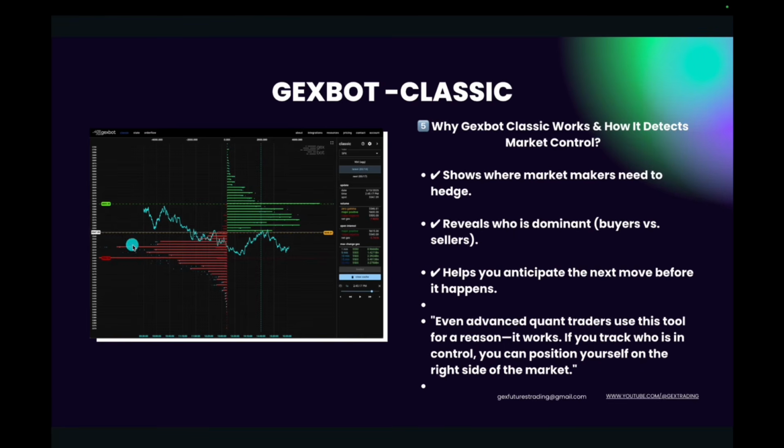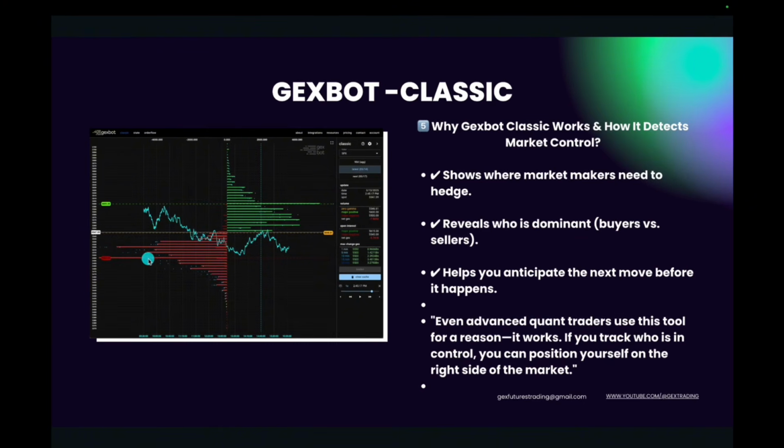Also, if the price is going lower and you see that the red is bigger than the green, you will see it sometimes. That will give you the confidence the price is going to go lower and reach my target, my major negative gamma. So that reveals who is dominant, buyers or sellers, and it helps you anticipate the next move before it happens.